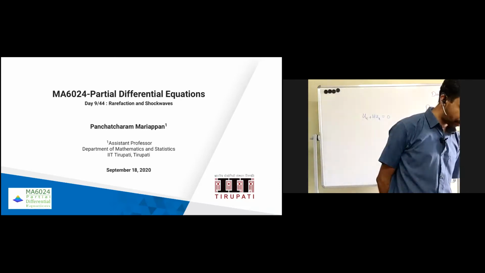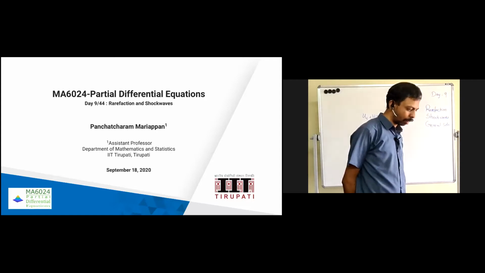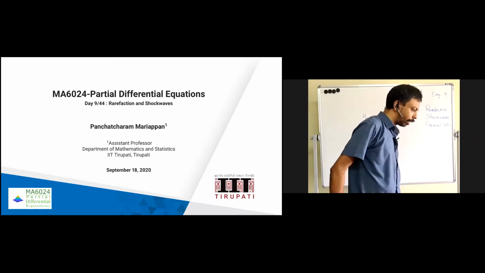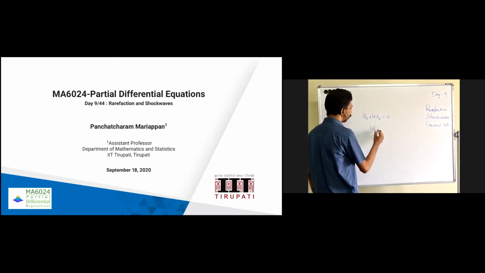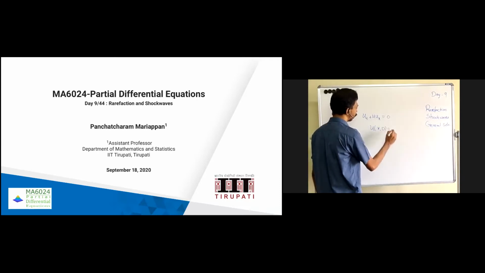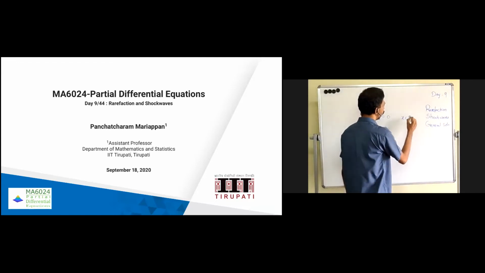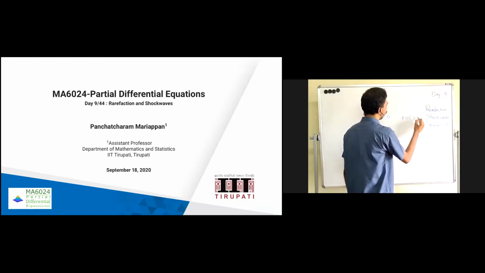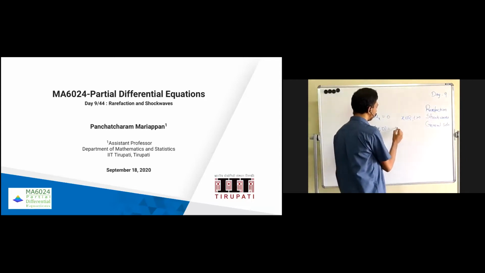In this case, you solve some kind of problems called rarefaction and shock waves, depending on the initial conditions. So you have some initial conditions here: u(x,0), where x belongs to R and t is greater than 0. So u(x,0) is some g(x) here.